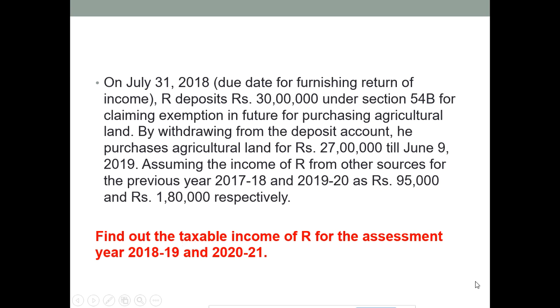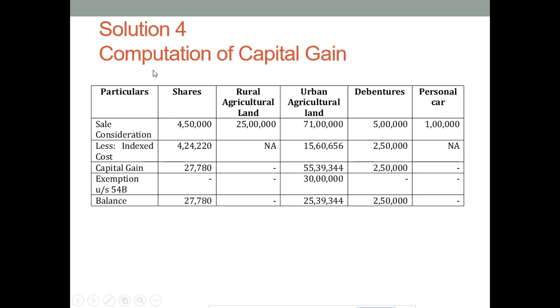The crux of the problem is that he deposited rupees 30 lakhs in the capital gains investment scheme, but ultimately he utilized 27 lakhs. And the issue is that if the full amount is not utilized, the balance amount is taxable. Let's see the solution, how it is shown here. Now, 1, 2, 3, 4, 5, we can show it in these columns.